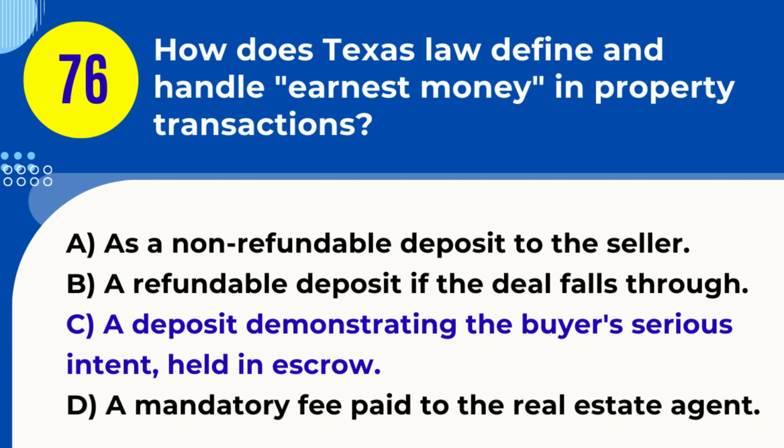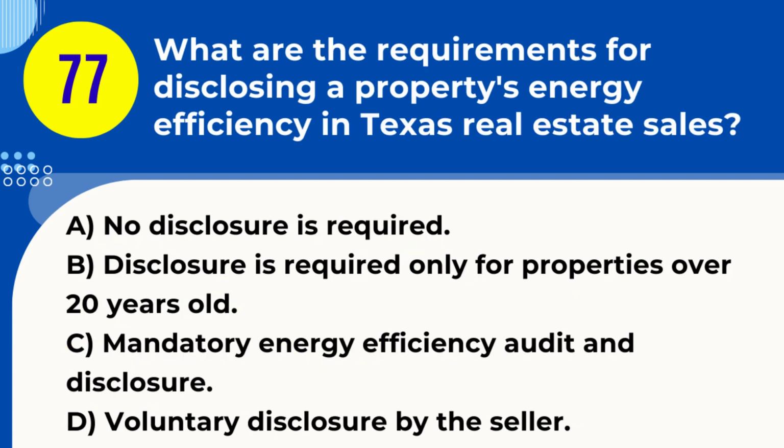Explanation: in Texas real estate transactions, earnest money is a deposit made by the buyer, demonstrating their serious intent to complete the purchase. It is held in an escrow account and typically applied to the purchase price at closing. Question 77. What are the requirements for disclosing a property's energy efficiency in Texas real estate sales?